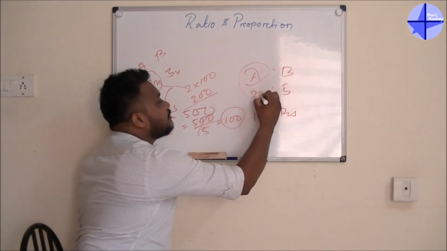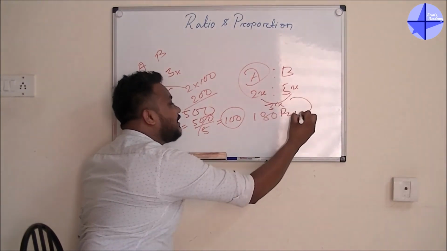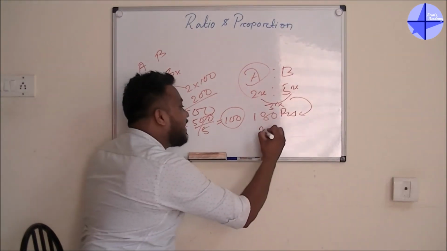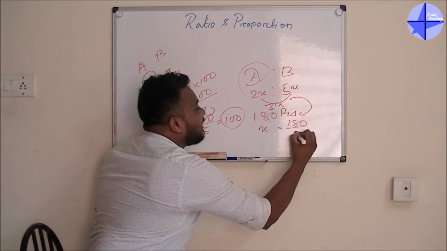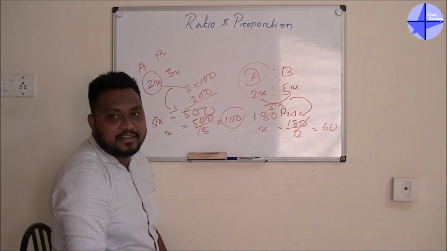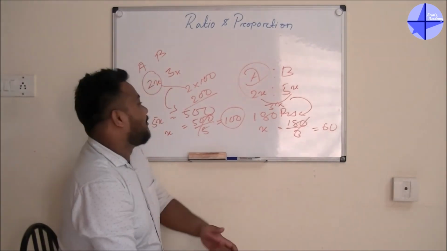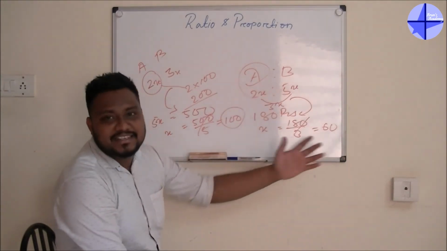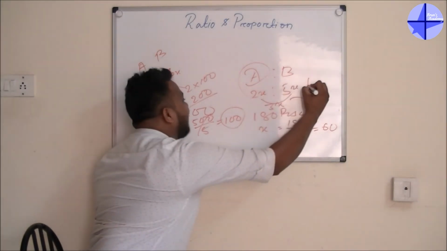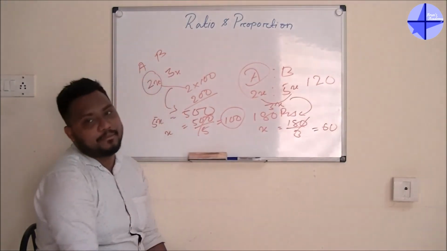So now it is 2x and 5x. What is the difference, guys? 3x. So that 3x is equal to your 180. x is equal to 180 divided by 3. What is the answer? The answer is 60. After that also you want me to solve the question? Seriously? Okay. 2x. 2 into 60. The answer is 120. Got it? So this is your type number 2.